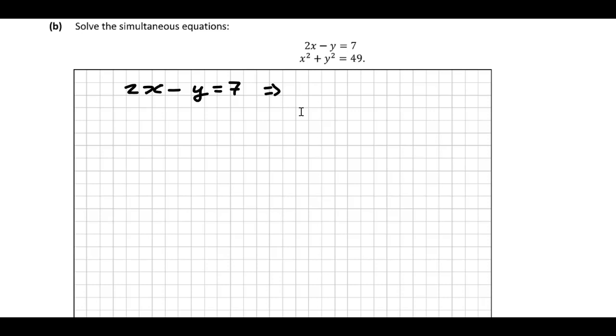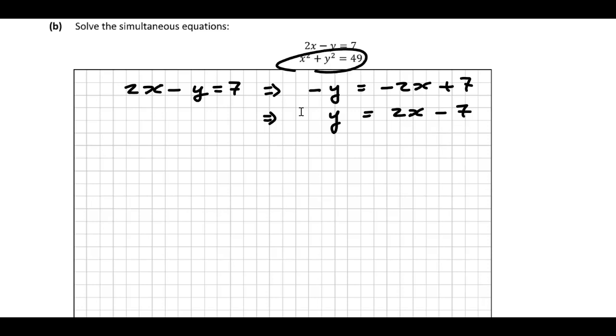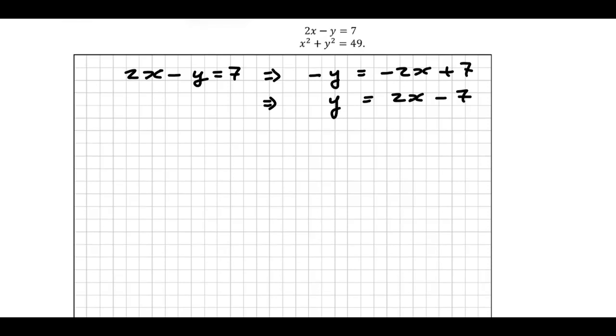So what I'll do here is bring the 2x over to the other side. So I've got minus y is equal to minus 2x plus 7. So I've subtracted 2x from both sides. Now I'm just going to change this into a plus y, in other words, multiply across by minus 1. That gives me 2x minus 7 here. So my y is equal to 2x minus 7. I'm going to substitute that in here and work it out.